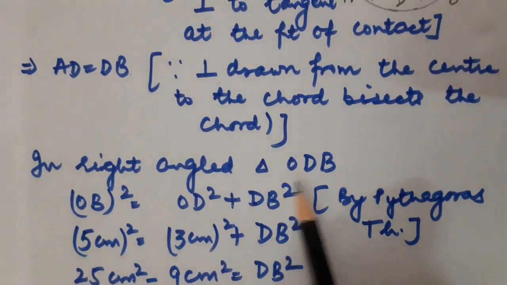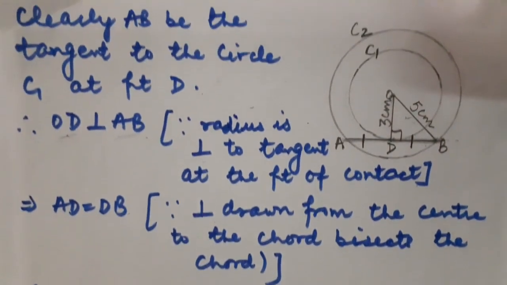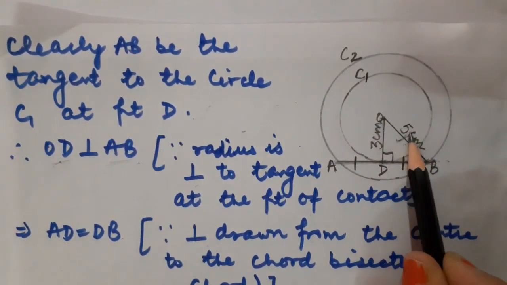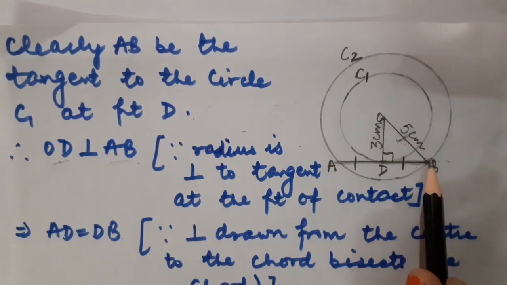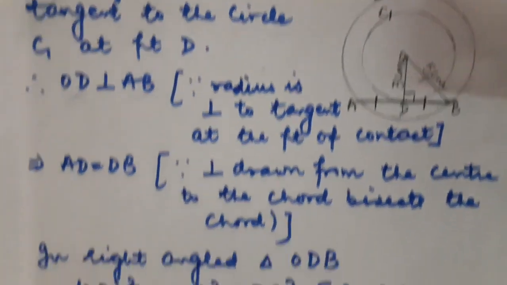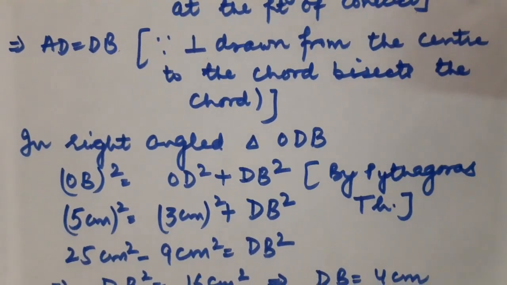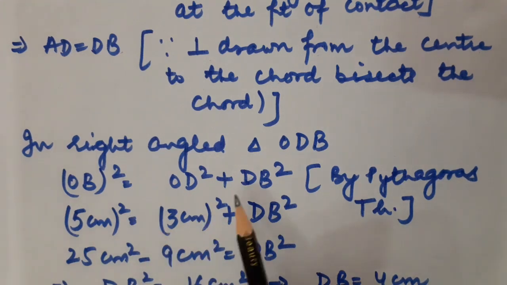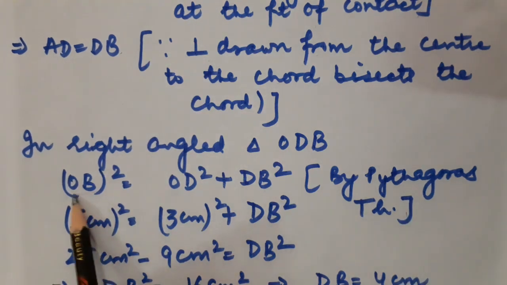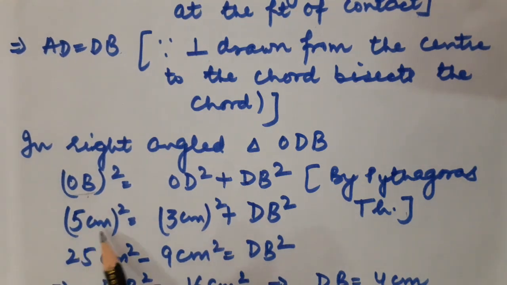In triangle ODB, children, you know that the side which is just opposite the 90 degree angle is always considered the hypotenuse. So OB is the hypotenuse. So will it be OB square is equal to OD square plus DB square? Have a look, please. Correct. This is OB square is equal to OD square plus DB square, by Pythagoras theorem I am applying in right angle triangle ODB. OB is the radius of the bigger circle, the larger circle. So that is 5 centimeter, given.